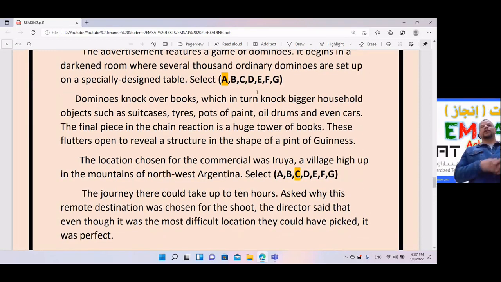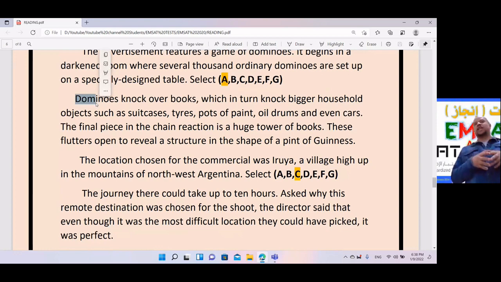Paragraph 4: dominoes knock over books, which in turn knock bigger household objects such as suitcases, tires, pots of paint, oil drums, and even cars. The final piece in the chain, okay, reaction, is a huge tower of books.